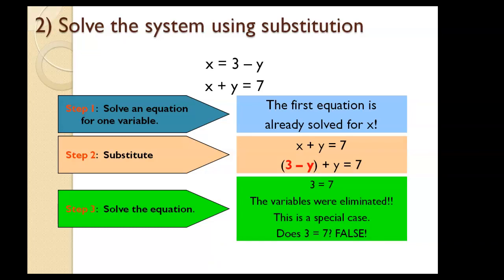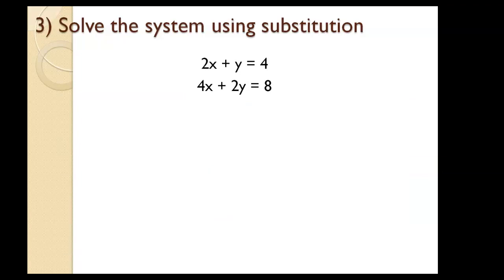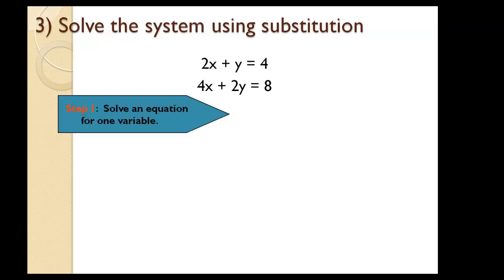Guess what? When we get a false statement, that means we have no solution. So the intersection of that, there would be none. So then the lines must be parallel in the picture. Now let's take a look at the next system.